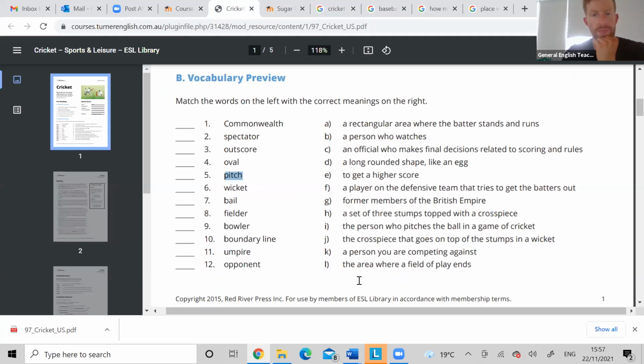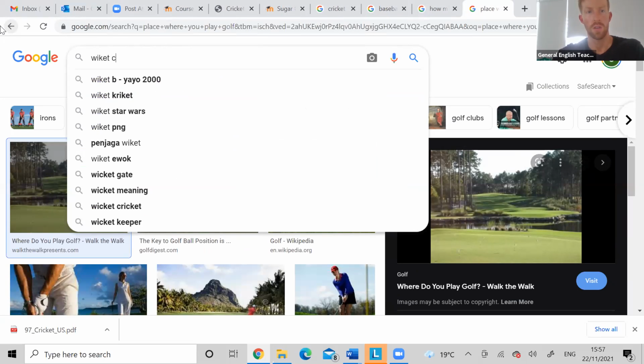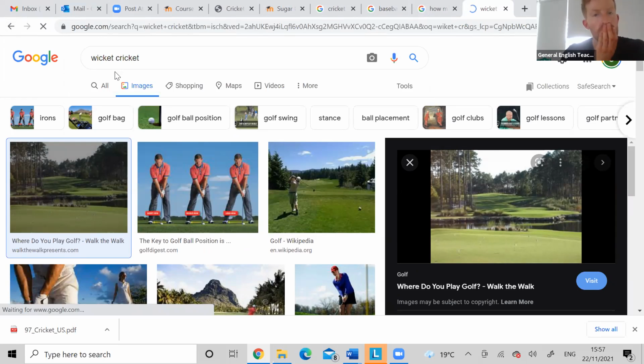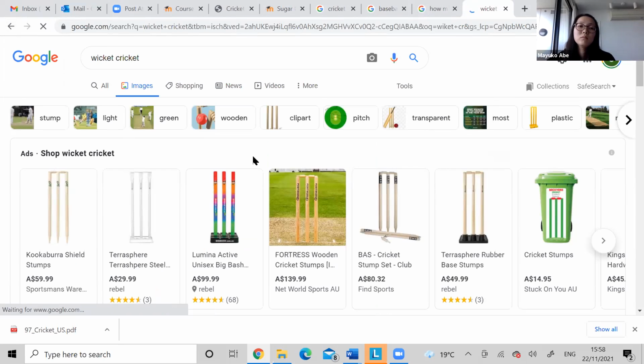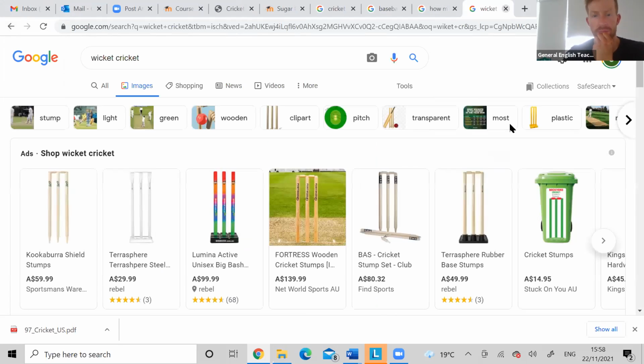Right, let's go back to this one. Okay, number six. I think H. Six H, and can you read H for us? H is a set of three stumps topped with a cross piece. Okay, yes. So the wicket is, in cricket, you have something like this. Oh, we don't need to actually go into it. And that's the wicket. This thing.